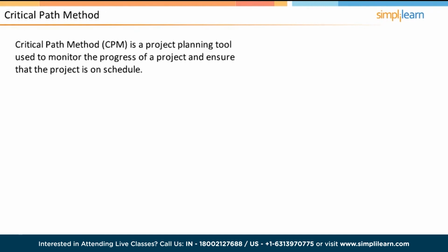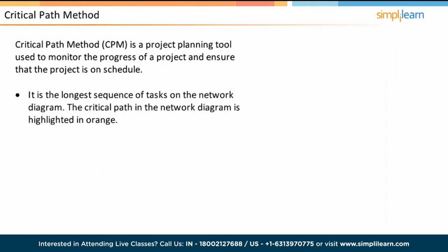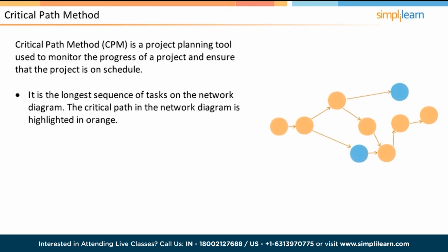Critical Path Method, also known as CPM, is an important tool used by project managers to monitor the progress of the project and to ensure that the project is on schedule. The critical path for a project is the longest sequence of tasks on the network diagram. The critical path in the given network diagram is highlighted in orange. Critical path is characterized by zero slack for all tasks on the sequence.